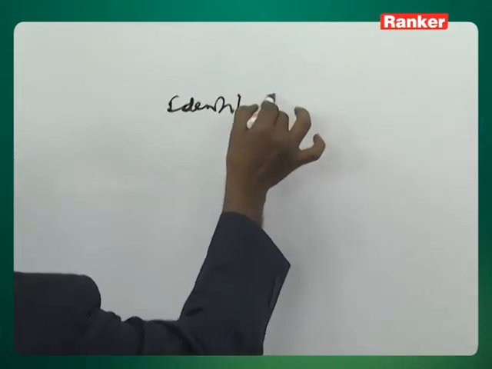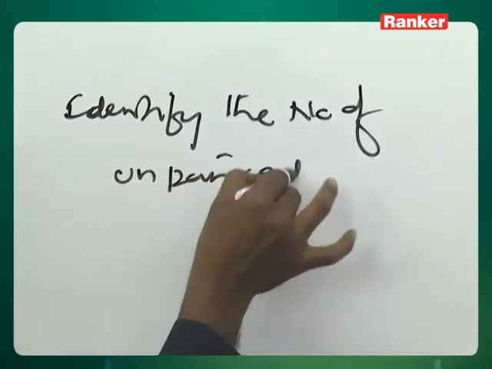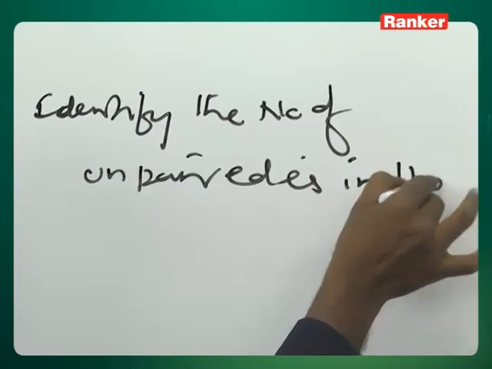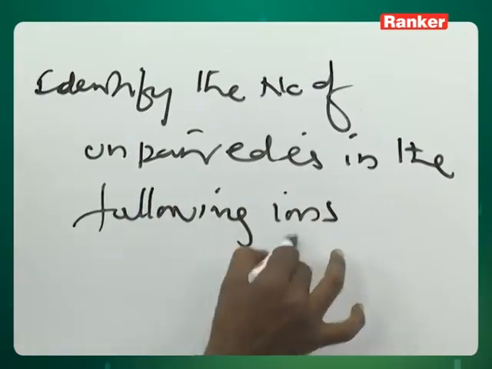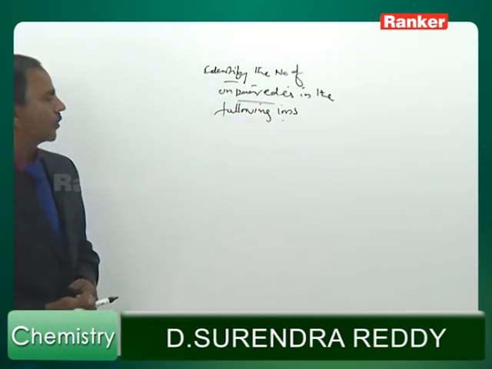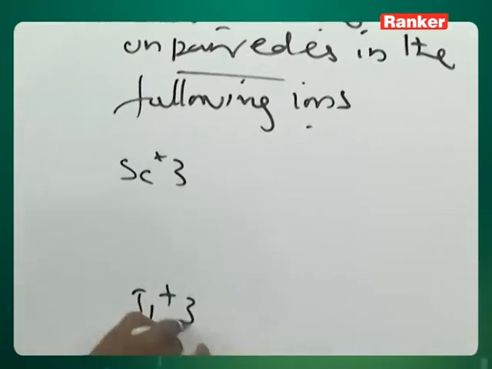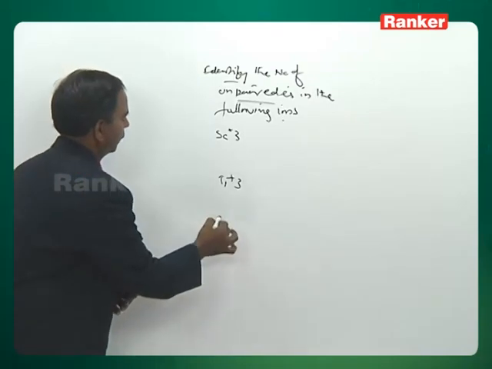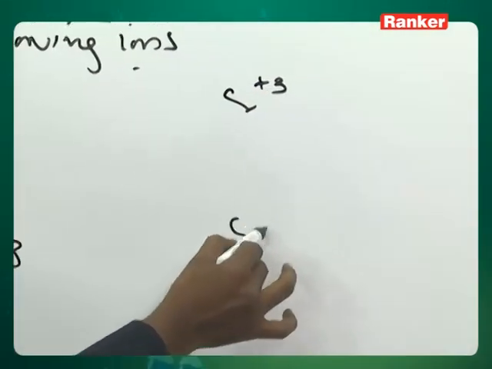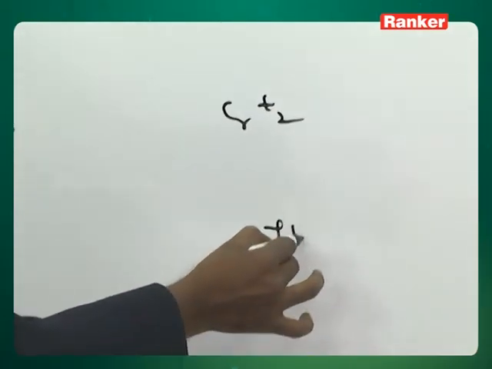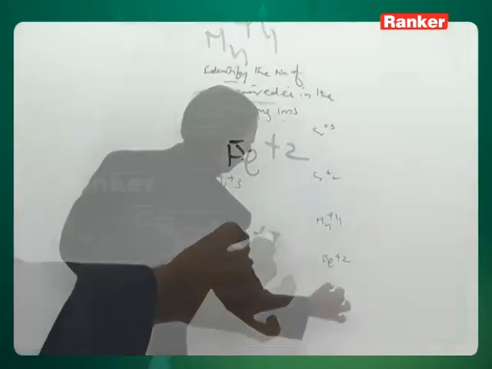Identify the number of unpaired electrons in the following ions. Suppose you are given ions like scandium plus 3, titanium plus 3, vanadium plus 3, chromium plus 3, chromium plus 2. Consider manganese plus 4, iron plus 4 or plus 2, take iron, and you consider cobalt plus 4.